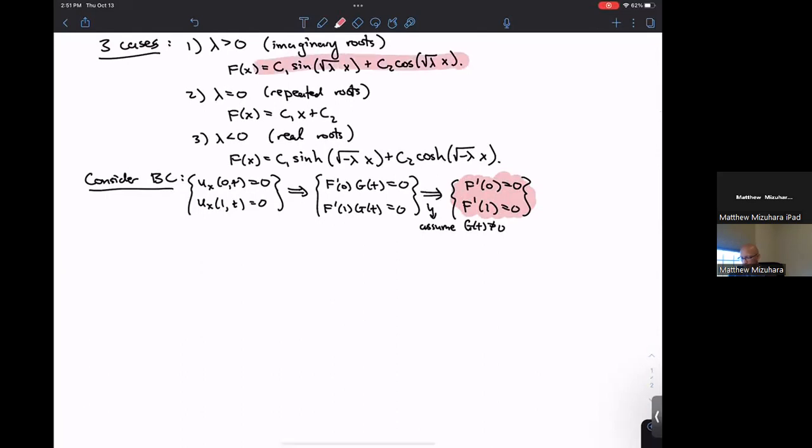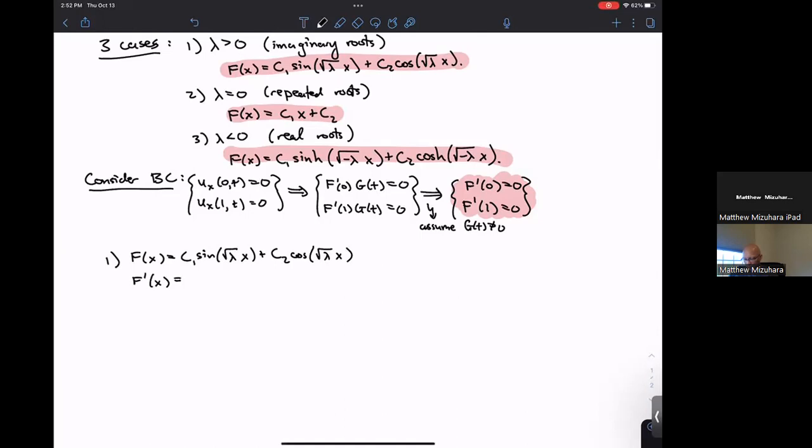And I have these 3 cases to check through, to see which of these survive. Okay, so let's go ahead and just do the first case. When lambda is positive, I have f of x equals c1 sine of root lambda x plus c2 cosine of root lambda x. Well, in this case, I need to plug in the boundary conditions, which means I need to take a derivative, right? I need to check what happens at f prime.